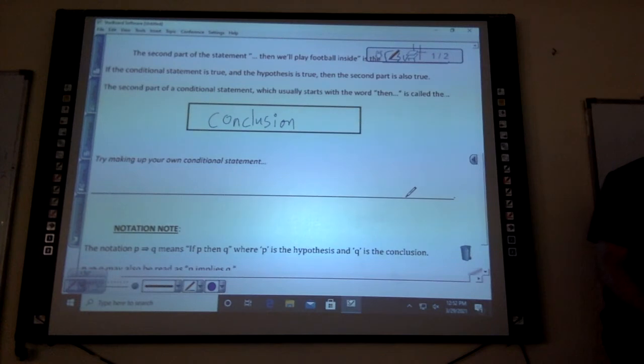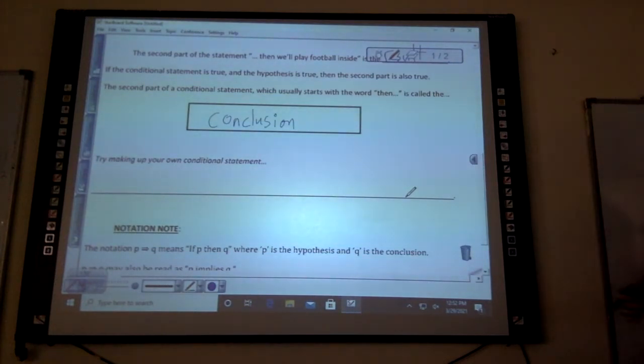If I get 100% on the test, then what? Then I'll get a good grade and I'll pass. What else could happen? Yeah, then I'll be on the dean's list. Then my parents are going to be excited. Then I'm going to rub it in the face of my classmates. There could be many different conditional statements based on an initial assumption.